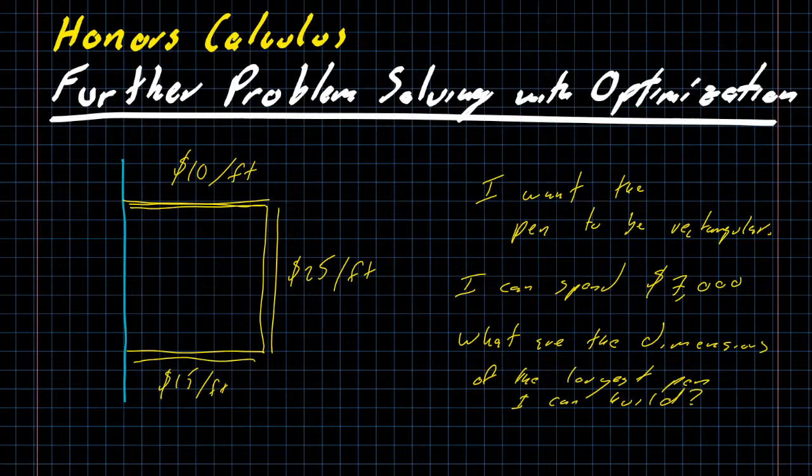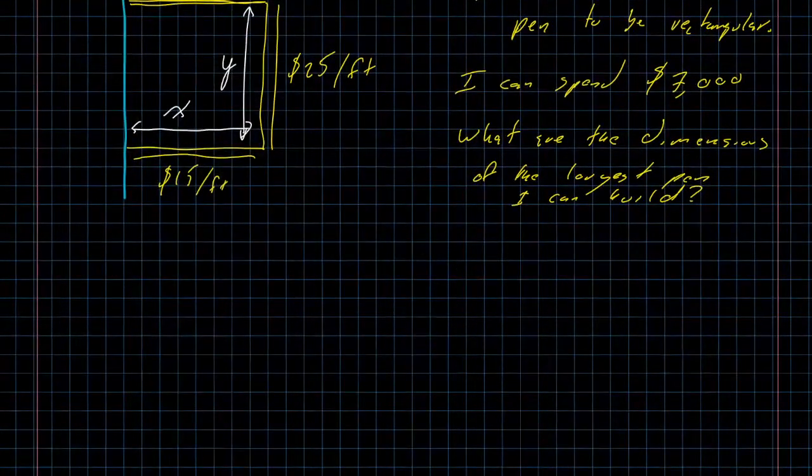All right, so to solve this problem, we need to introduce some variables. We need a length and a width of the pen. We could use L and W. That seems a very geometric thing to do. But since this is calculus, I'm going to call those dimensions X and Y. And of course, we know that the area of the pen is the length times the width, X times Y in this case.